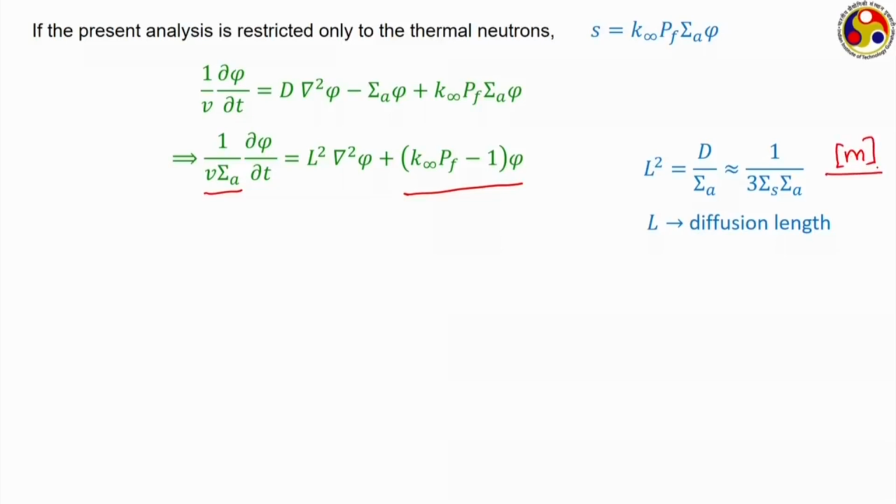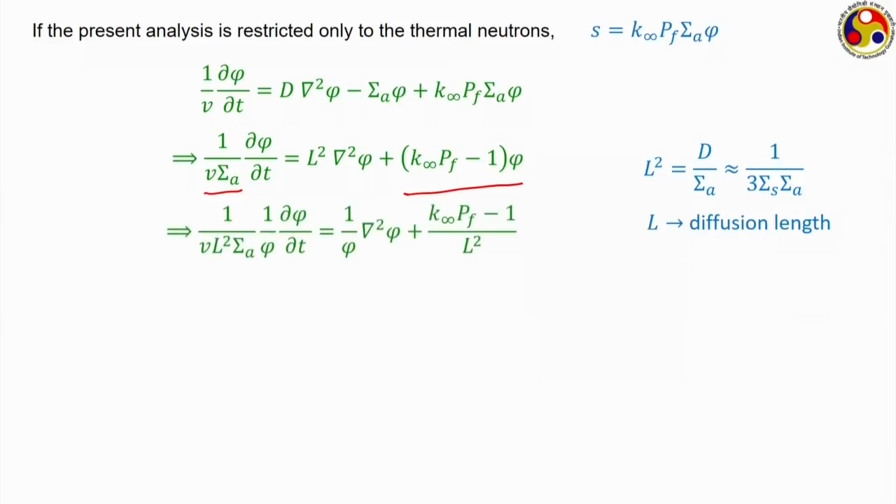What is the unit of macroscopic cross section? The SI unit is meter inverse. Accordingly, the unit for L square is meter square and L is meter. So, that is why we use L as a length, and we define it as the diffusion length, and L square is quite often called the diffusion area, as this dimension is of area.